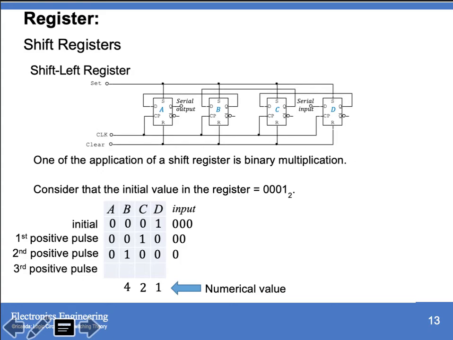Then on the third positive cycle, it is now equivalent to 1000, as the data on your input side goes to D, D to C, C to B, and B to A. The numerical value in your register at the third positive cycle is now equivalent to 8. So therefore, the multiplication of this type of register is by 2 to the n, where n is the number of pulses that your register encountered in order for your input to be stored in the register.